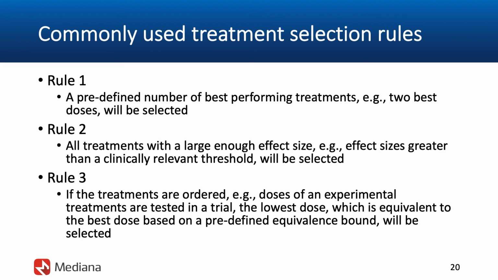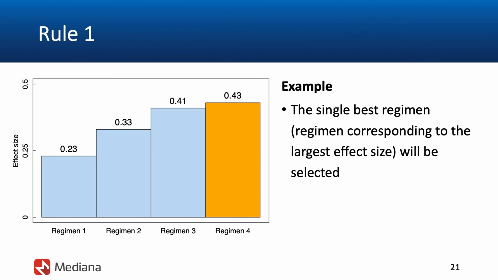Rule number 3 could be applied if the treatments are ordered. For example, they represent increasing dose levels of an experimental treatment. And in this case, the sponsor may be interested in identifying the lowest dose, which is equivalent to the best dose based on a predefined equivalence bound. This will be the selection rule, and I'm going to illustrate those selection rules over the next several slides. Beginning with rule number 1, let us see how this rule could be applied to interim analysis data.